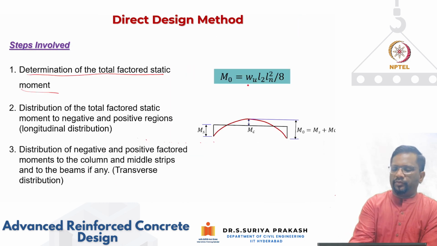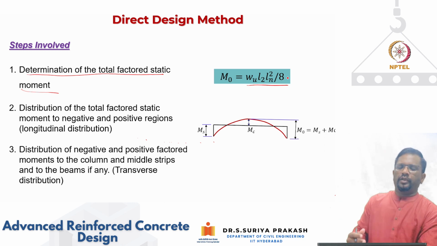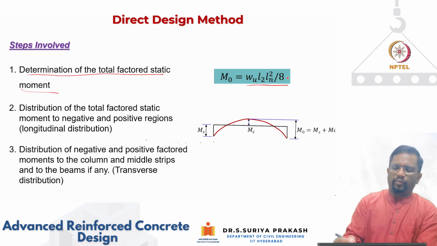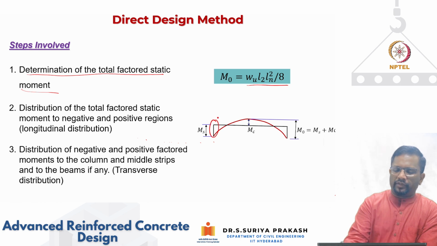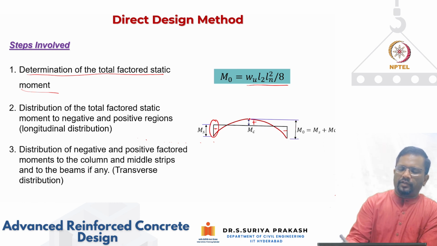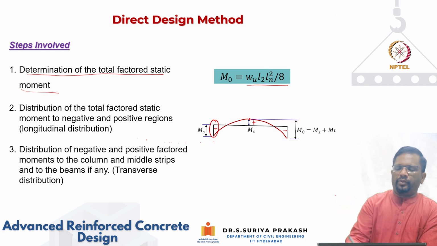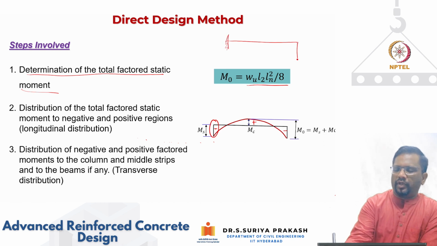As we said, Wu times L2, in kilonewton per meter, times Ln square by 8 will give me the moment. Now we know that for an interior support, you're going to develop negative moment and positive moment. So here you can say this is negative and this is positive. This is the support moment. When I add the algebraic sum of Ms plus Mc, the moment at the center, it will work out to be equal to the total static moment. Now, depending upon the boundary conditions, the values can change. For example, let's say you have this kind of support.